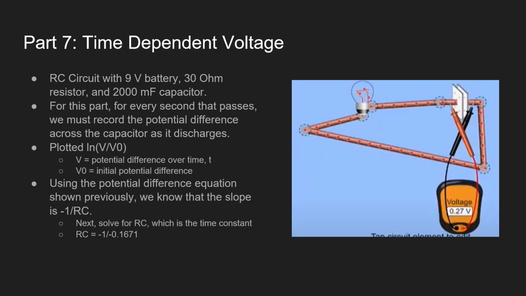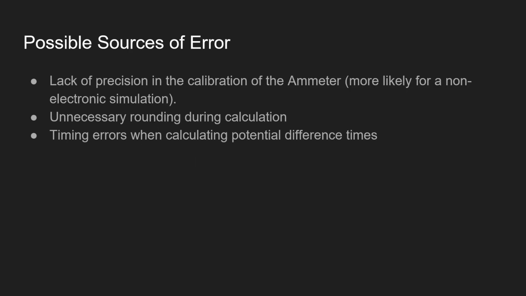Part 7 was a time-dependent voltage. This was an RC circuit with a 9 volt battery, 30 ohm resistor, and 2000 mF capacitor. For this part, for every second that passed, we recorded the potential difference across the capacitor as it discharges. You then plotted the natural log of the potential difference over time versus time. We then solved for -1 over RC, RC being the time constant, which was -1 divided by -0.1671.